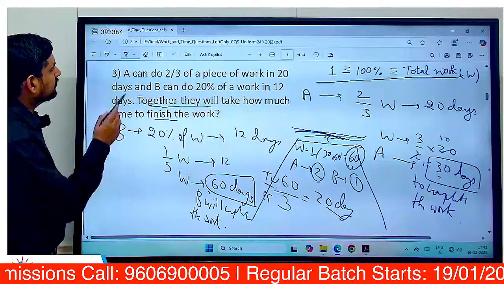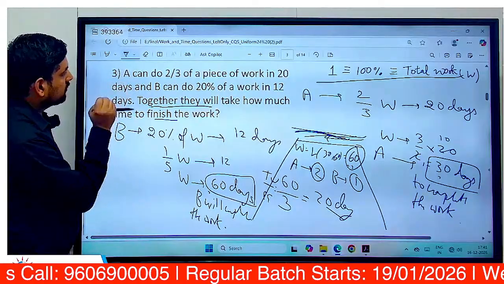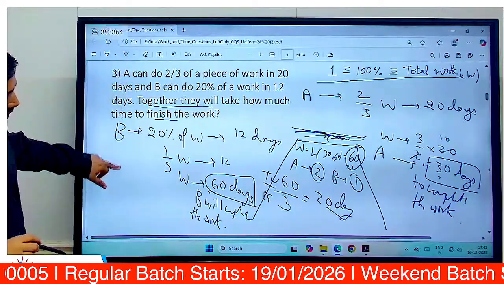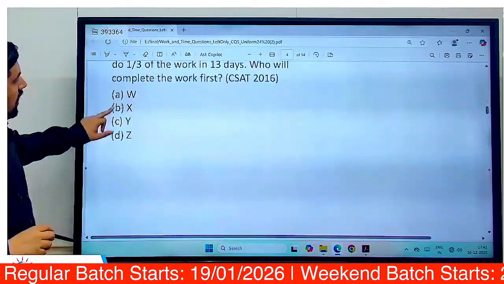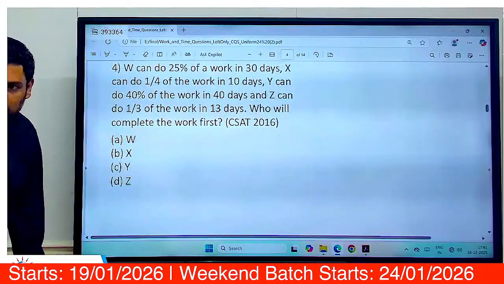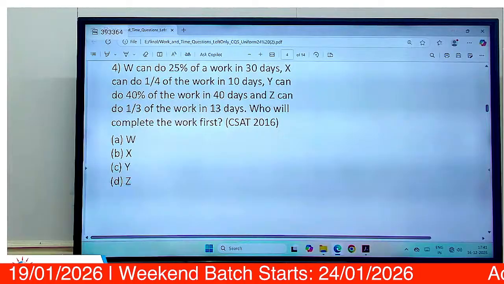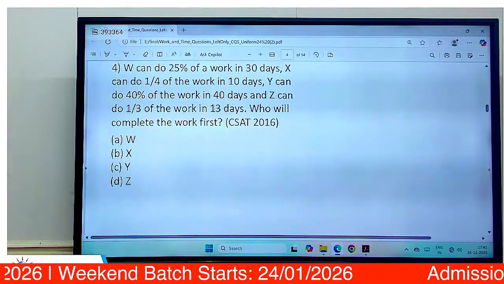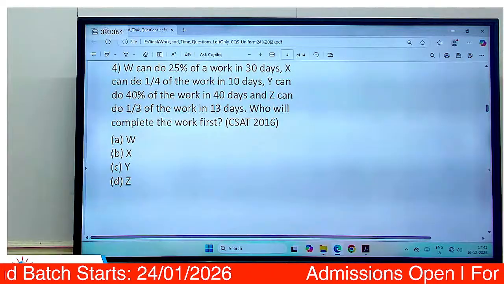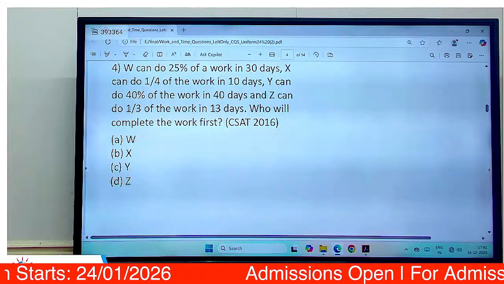Then next. Now do this. This is CSAT 2016. Same thing. First try to get how much time X will take to complete a job. Similarly, Y, Z, and then compare.